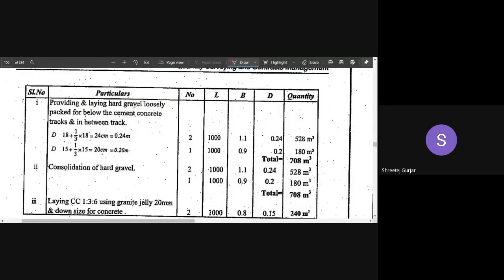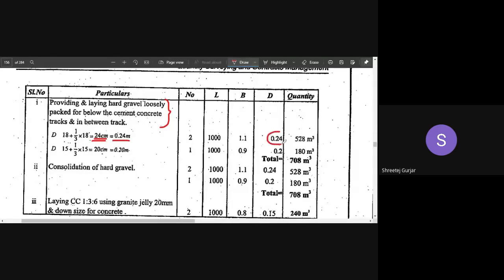Providing and laying, so this is for your base. As I've told you, we have to take 1/3 extra. After consolidation, it was 18 centimeters, but initially it was 18 plus 1/3. You have to add 1/3 to your original consolidated 18, as they have mentioned in the description. So 18 plus 1/3 of 18 is 24 centimeters, that is 0.24 meters.